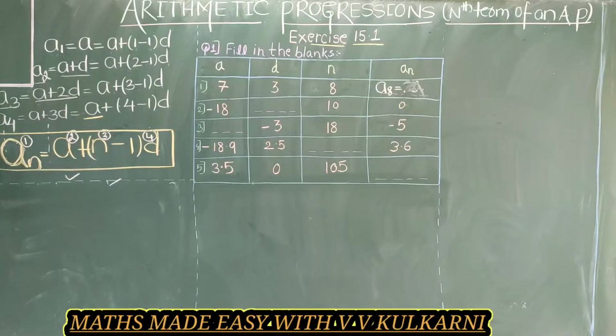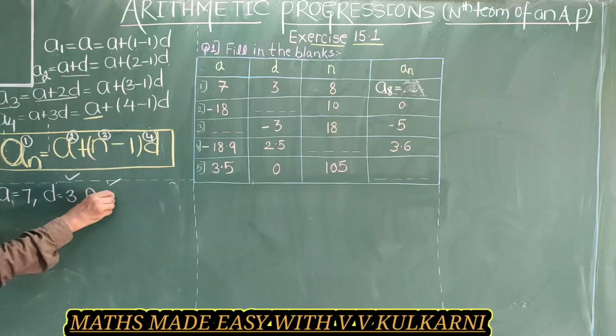So I will use this formula. How to use the formula? I will tell you now. Here the first term, or A, is how much? 7. You want n, the number of terms, and the common difference is 3.